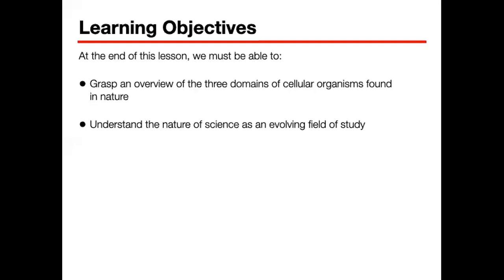Learning objectives for this lesson. This lesson is on the domains of life. We should be able to grasp an overview of the three domains of cellular organisms found in nature. Before, we had an understanding that there is a six kingdom classification, a five kingdom classification, but now we group organisms basically into three domains. And we need to be able to understand the nature of science as an evolving field of study, especially for categorizing organisms, because these categorizations are evolving. Okay?